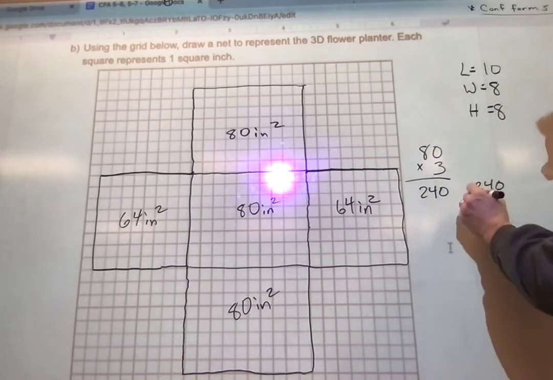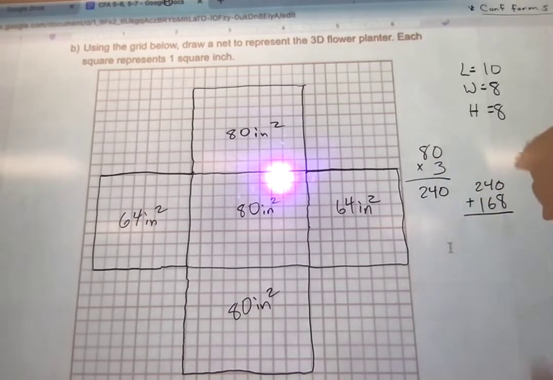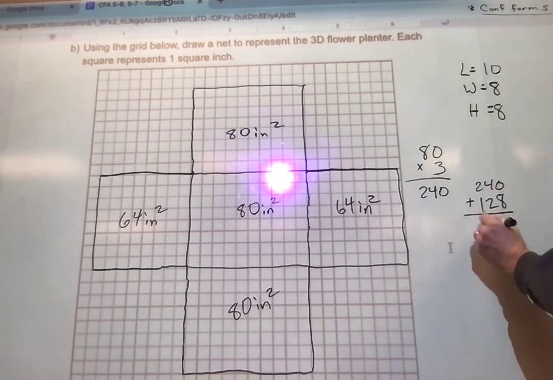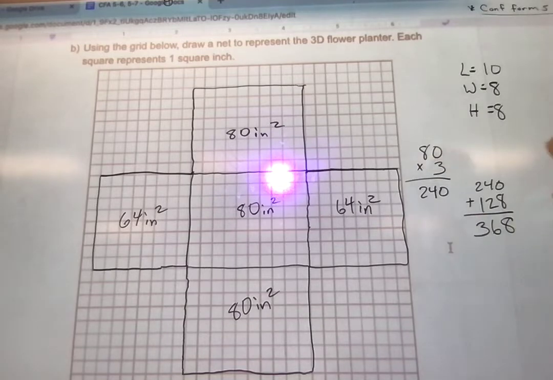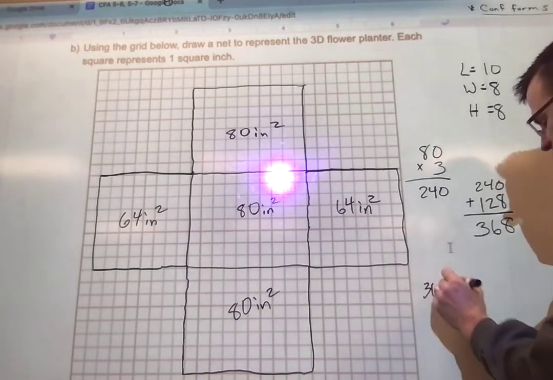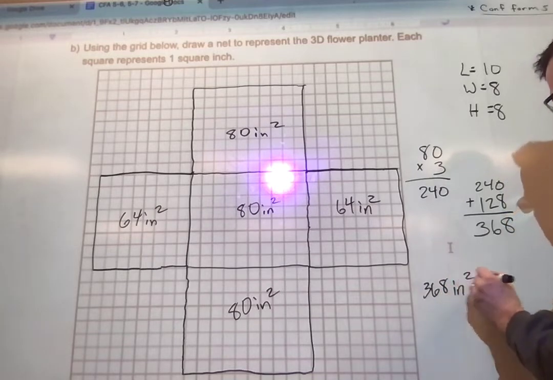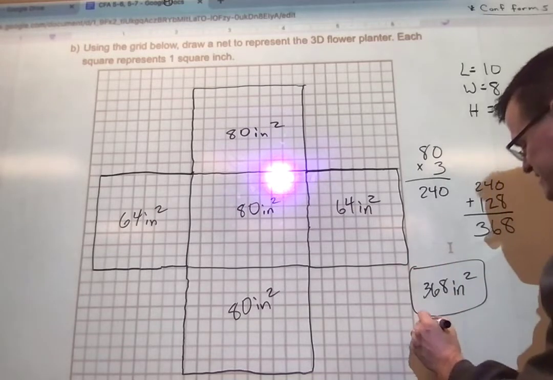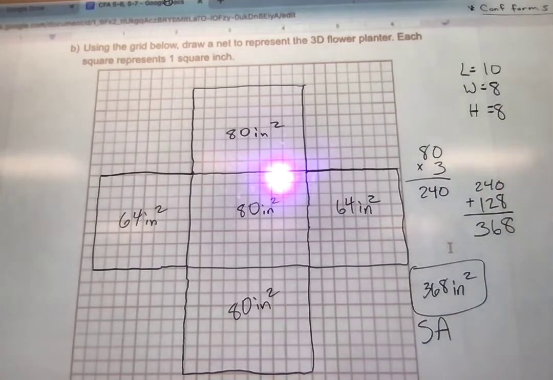So I should just be able to take 240 plus 128. 64 plus 64 was 128. And if I add that up, I get 368. And down below, you can't see it on mine, but you guys can be writing it down below. It asks you what is the surface area. So you could write in 368 square inches to cover this. This would be my surface area, and they abbreviate that with an S and an A, capital letters. And so there's 368 square inches in there.